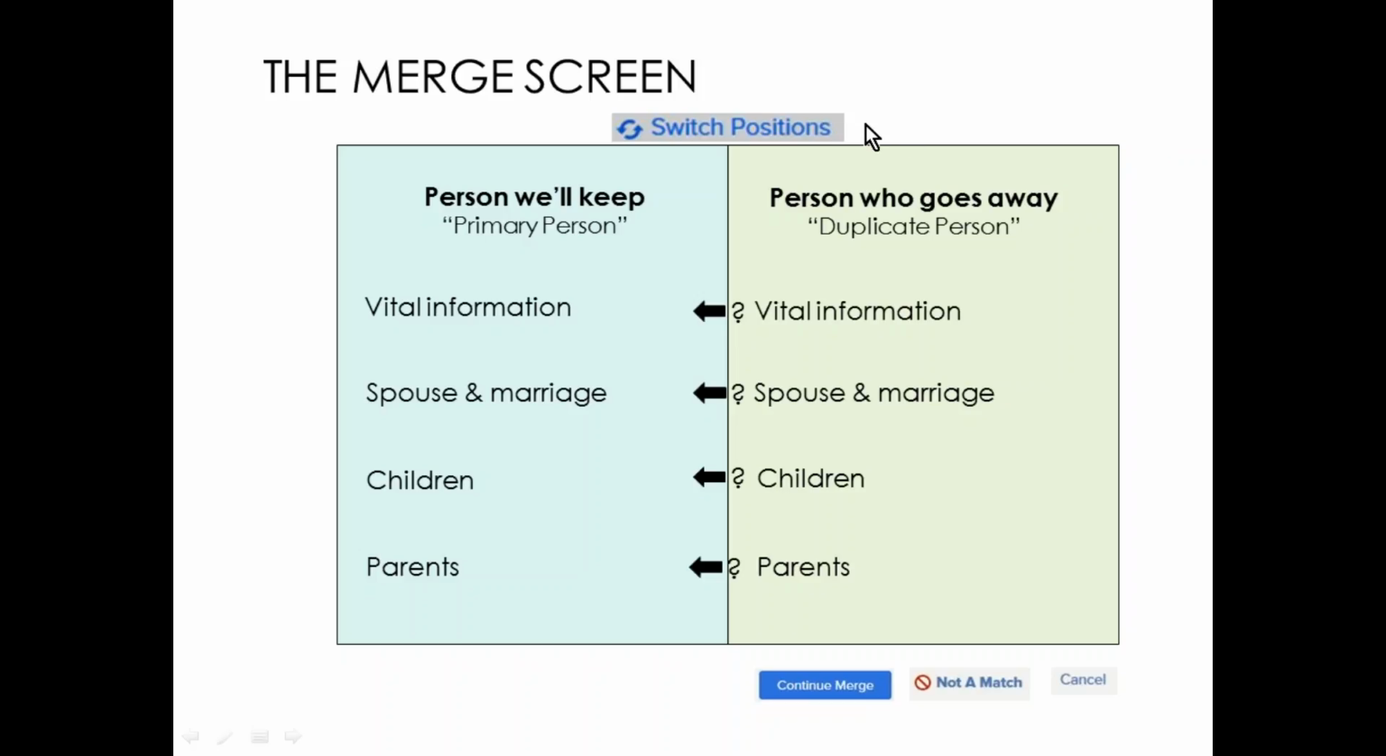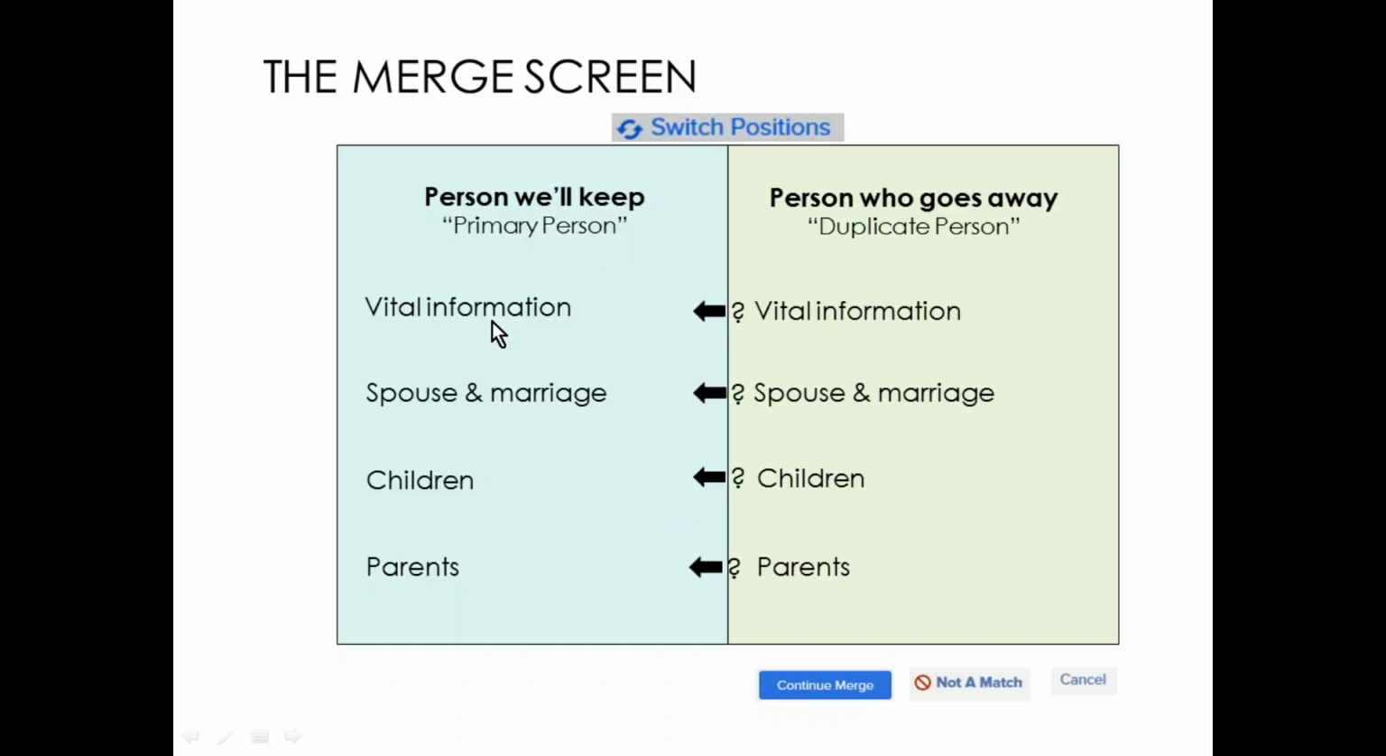Okay, we looked at the merge screen for the first time together just a couple of minutes ago. I just want to stand back now and help you become more familiar with how this darn thing works. It looks a little bit intimidating when you see it in Family Tree because it's long and because there's a lot of information on it, but what they're really doing is simply giving you two columns. One is the person we'll keep, which we call the primary person, and one is the person who goes away, which is the duplicate person.